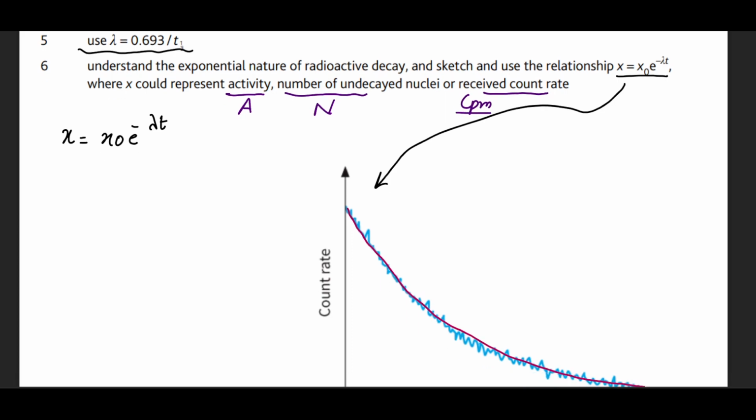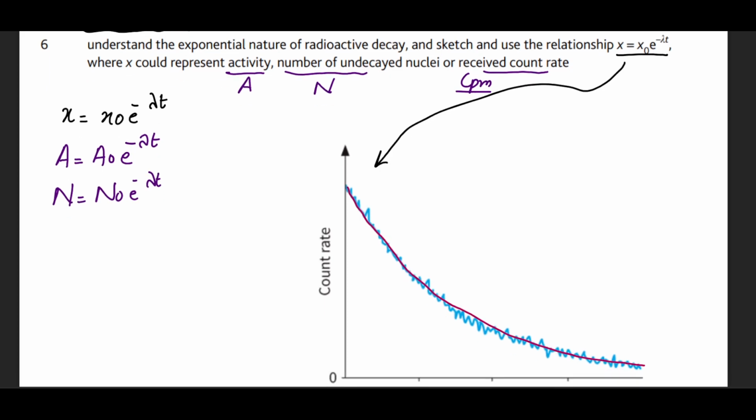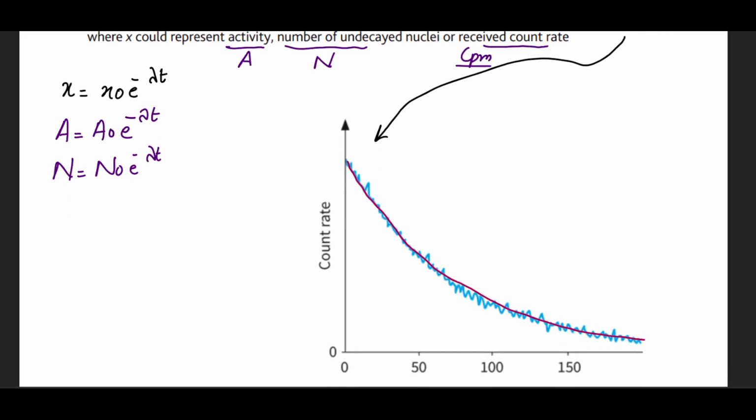So if we replace activity in this formula, then this equation becomes this one. If we replace the number of atoms, then it becomes this equation. And lambda, of course, is still the decay constant, right? And if we want to involve the count rate, then that will be C is equal to C naught e raised to power minus lambda t.